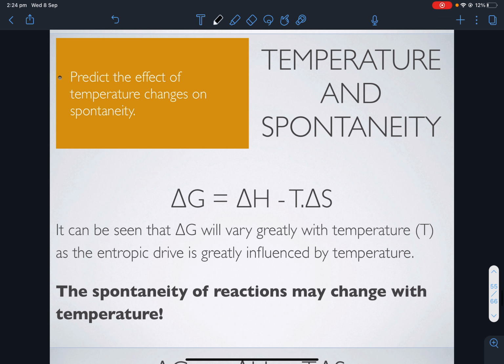Now we also notice that temperature affects our spontaneity because temperature is a variable in our Gibbs free energy equation. Enthalpy and entropy are set by the reaction that we're talking about, but the temperature that we conduct it at is not set. So under certain conditions, we can change temperature, which will suddenly change the spontaneity of the reaction.